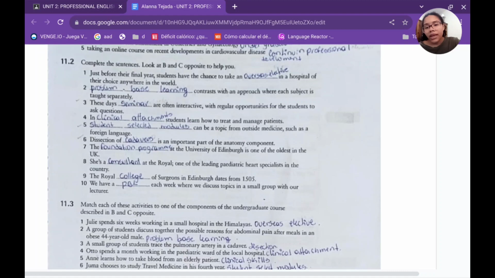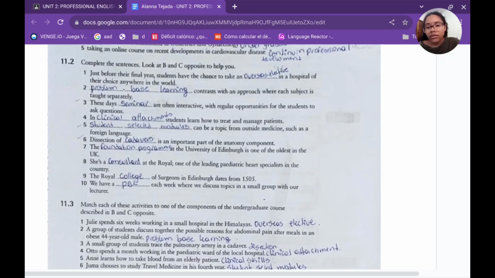Complete the sentence. Look at B and C opposite to help you. Just before their final year, students have the chance to take an overseas elective in a hospital of their choice anywhere in the world. Problem-based learning contrasts with an approach where each subject is taught separately. These days, seminars are often interactive, with regular opportunities for the students to ask questions.